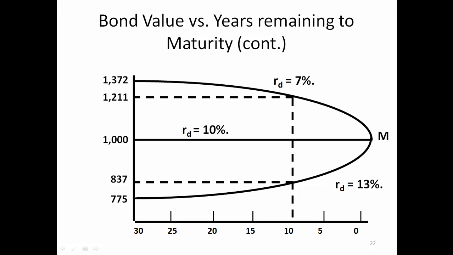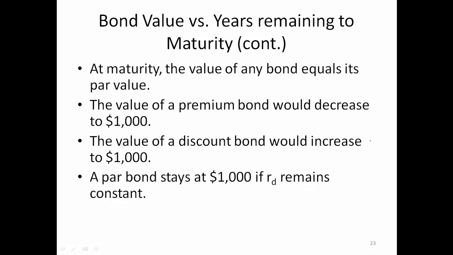When the discount rate is 13%, or say when you use 13 as IY and n as 30, the 30-year bond price actually starts with $7.75. As time goes by, the price would go up. So 20 years later, its price can become $8.37, and when the bond approaches its maturity, the price can be $1,000. So the conclusion is, at maturity, the value of any bond equals its par value.